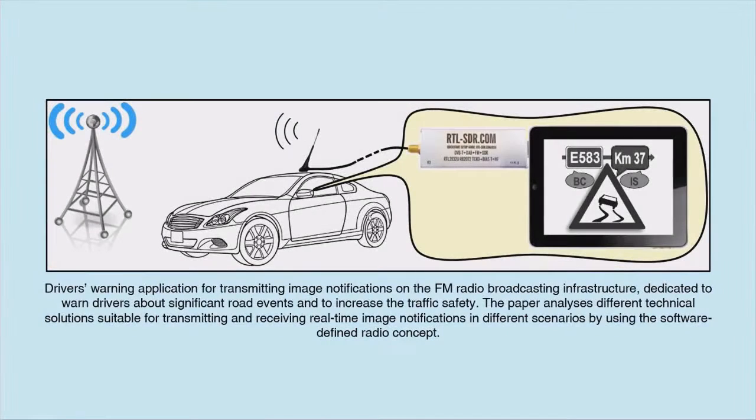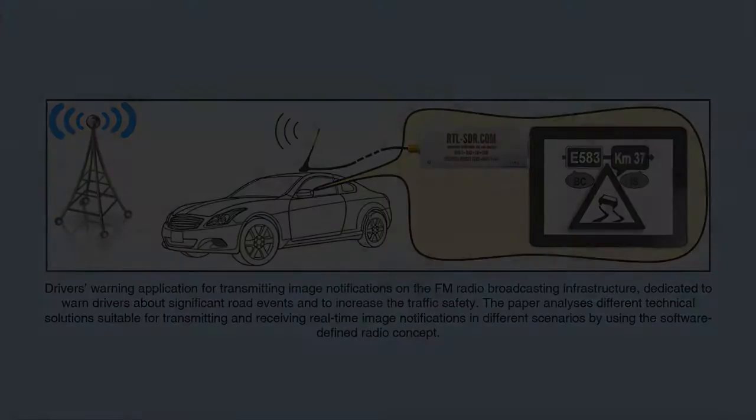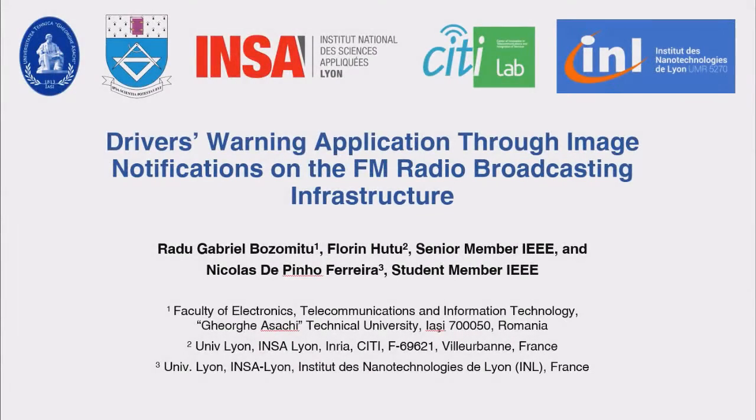In this paper, a new application for transmitting image notifications on the FM radio broadcasting infrastructure, dedicated to warn drivers about significant road events and to increase traffic safety, is presented. The structure of the application includes an FM broadcasting station, which transmits the image notifications, the driver receiving device represented by a simple tablet PC, and an RTL SDR device connected to the car antenna and USB connected to the tablet PC. The paper analyzes different technical solutions suitable for transmitting and receiving real-time image notifications in different scenarios by using the software-defined radio concept.